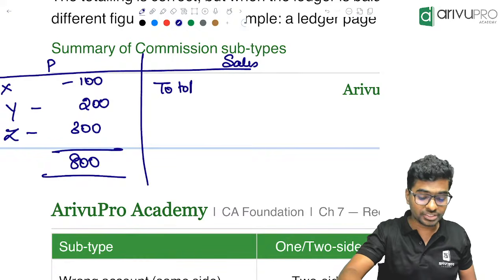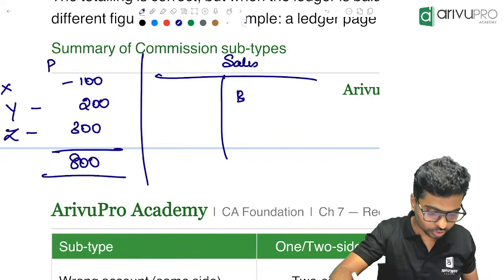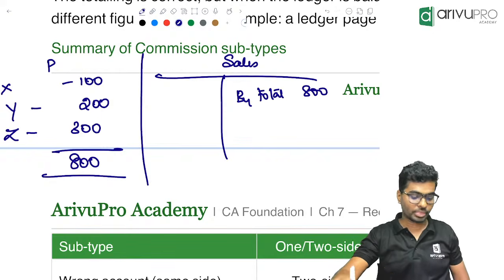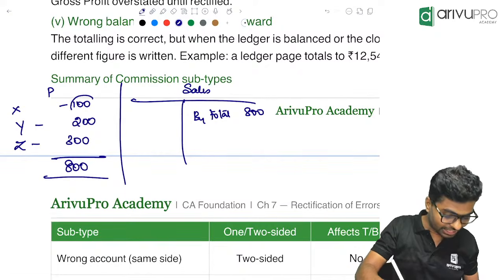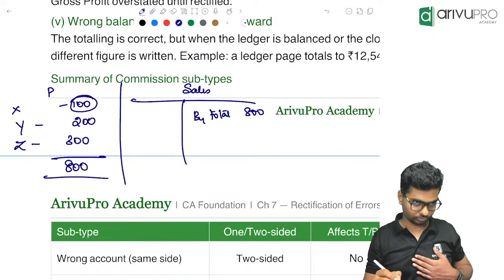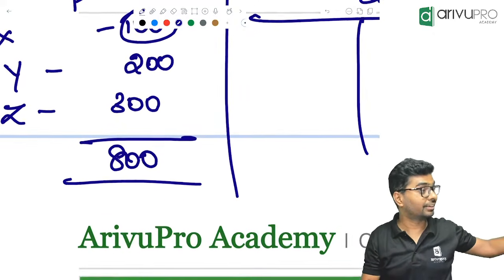So, sorry, what is for sales? Sales will be what? By total 800. But have I given X 100 as X amount? Is it right?